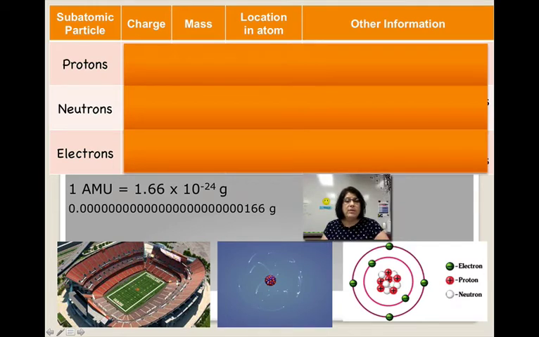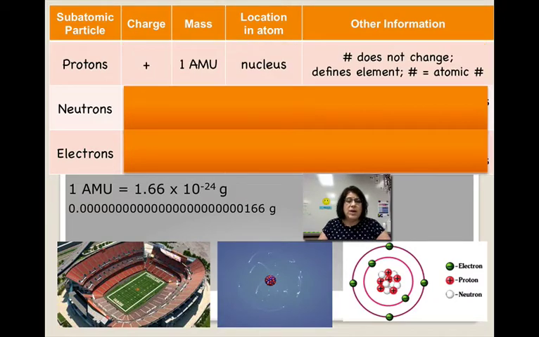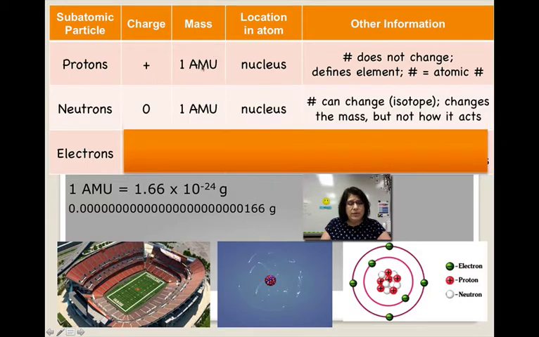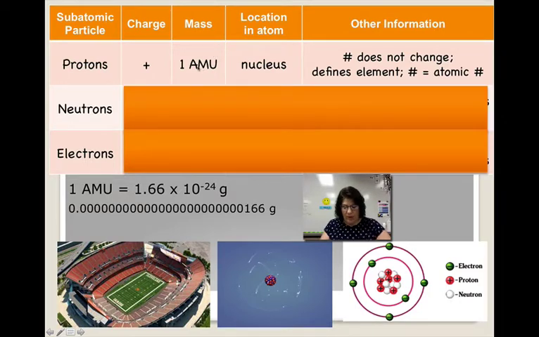All right, so you have this table on your notes. We're going to fill this in together. Again, this is recap and review, so we're going to do this pretty quickly. Protons are positively charged. They have a mass of 1 AMU. That 1 AMU stands for atomic mass unit. It's down here. It's a very tiny measurement. You can see all the decimals right there. It's a very tiny portion of a gram. Tiny, tiny, tiny. They do exist in the nucleus.